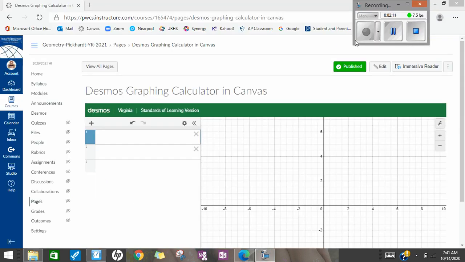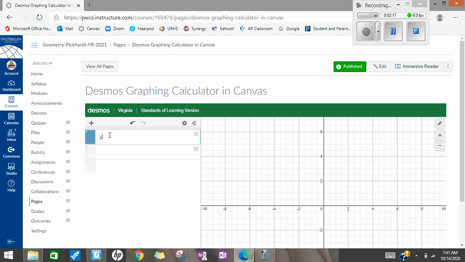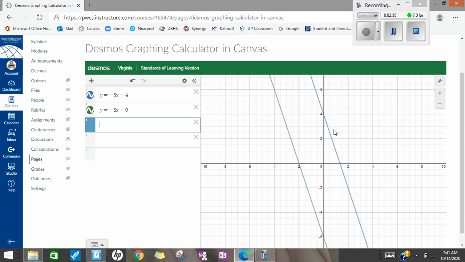So let me actually graph these. There's my two lines, and you can see they're slanted the same way. They both are going down to the right, and they will never ever touch. You can tell they'll never touch because they're parallel.